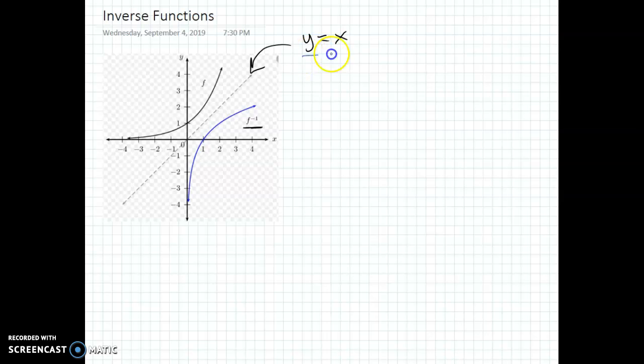When you're reflecting over the line y equals x, basically what's happening is you are taking the x and y and exchanging them. So this was the point 0, 1. Now this point flips over the line and becomes the point 1, 0, which is totally amazing and cool. So if you ever have a graph and you want to find the inverse function, you just exchange all the x and y values.